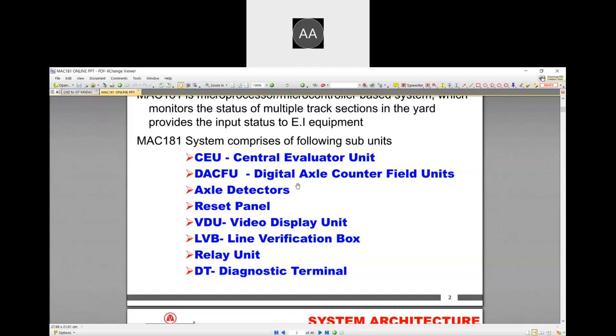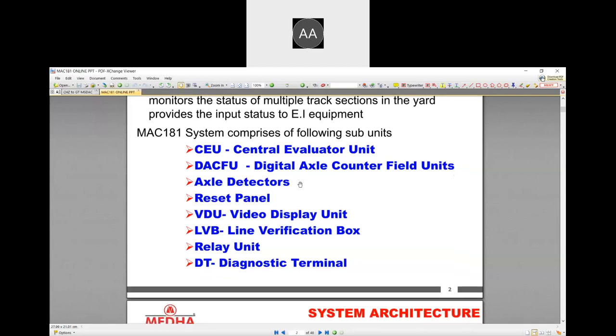Then, in order to get the information, we'll be using sensors. The sensors we call axle detectors. In the SM room, basically two options will be provided. One option is the reset panel, and the other option is the VDU. So as per the requirement, either one of them can be used or both of them can be used.